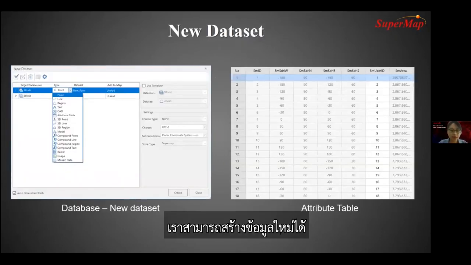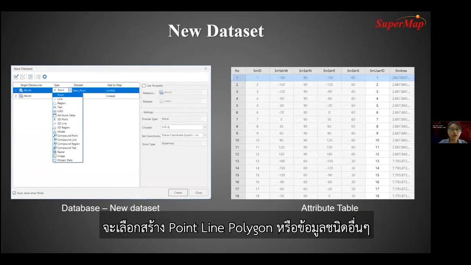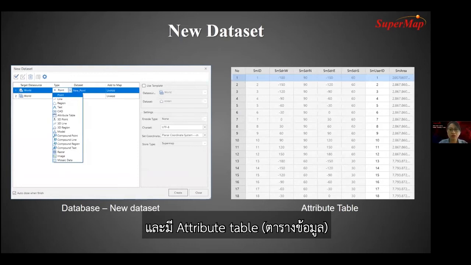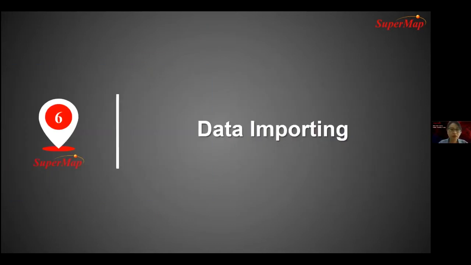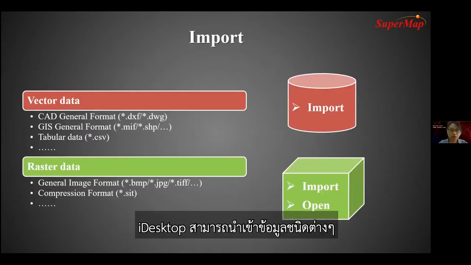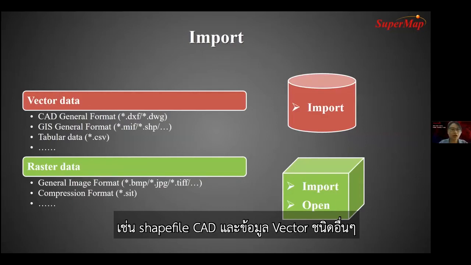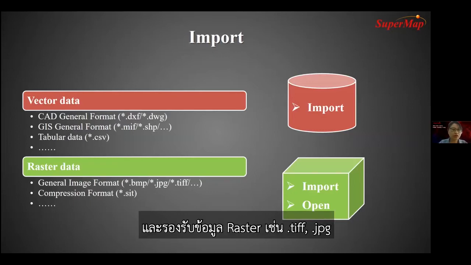And in SuperMap, we can create the data by a new dataset. We can create point, line, region, or other types of datasets. And we also support the attribute table. In addition, SuperMap can also support importing other format data, just like shapefile data, CAD data, or other vector data, and also support raster data, including TIFF, JPG, or grid data.